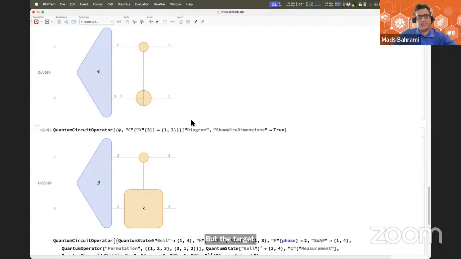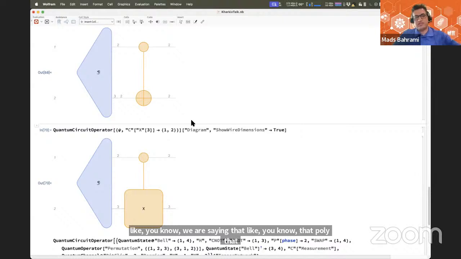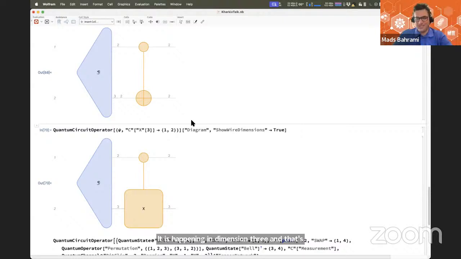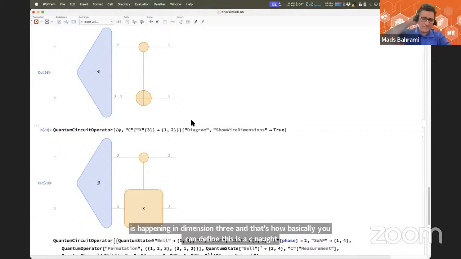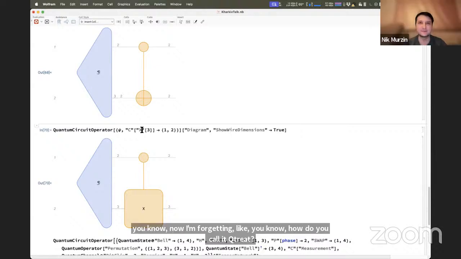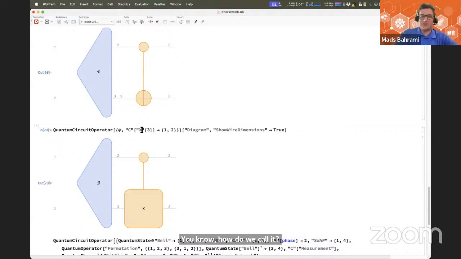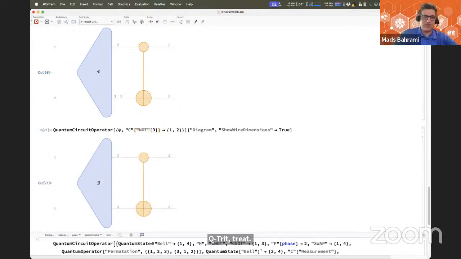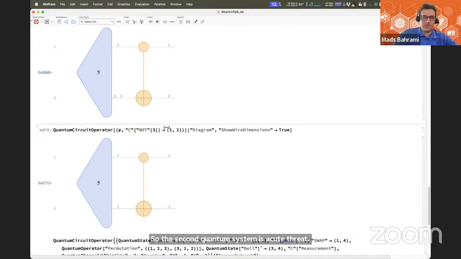So what we are saying here is that that not is happening in dimension 3. And that's how you can define a C naught with a target, now I'm forgetting, how do we call it? Q treat? Yes. Q Q3. Q treat. So the second quantum system is a Q treat. Okay. And that's how you can define your operation.